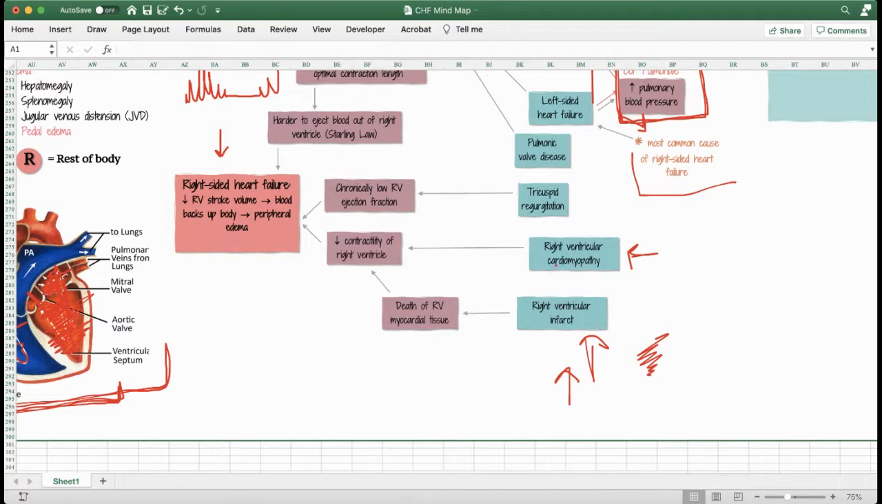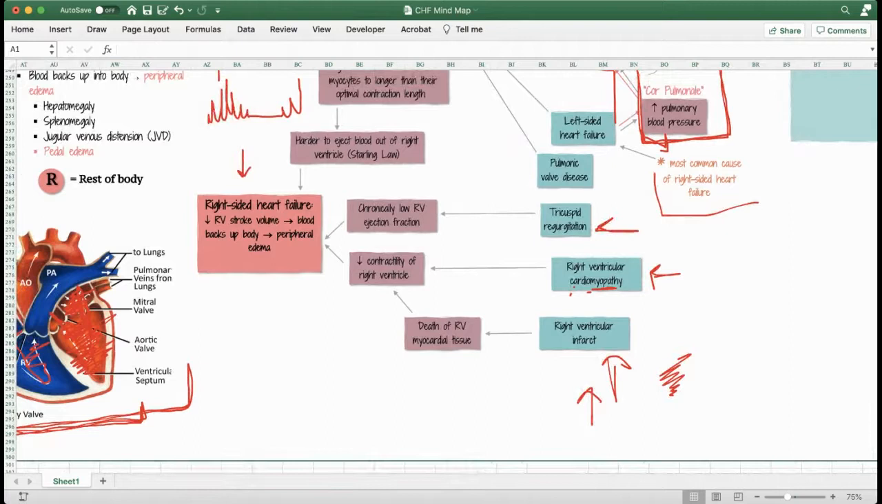When they say cardiomyopathy, opathy is disease or pathology. Something is wrong, cardio is to do with the heart, and myo is muscle. So it's really a catch-all for something wrong with the heart muscle, some other disease or problem. And then tricuspid regurg, same thing that we talked about with mitral regurg on the other side.